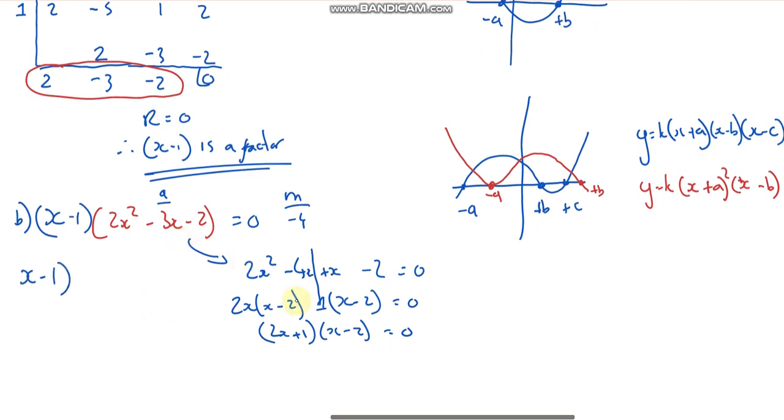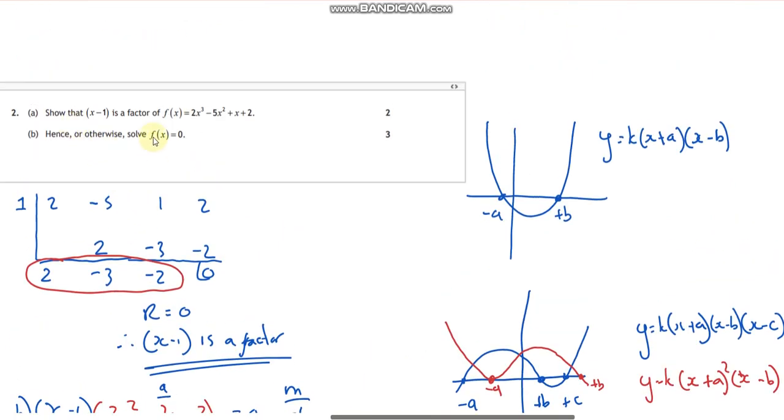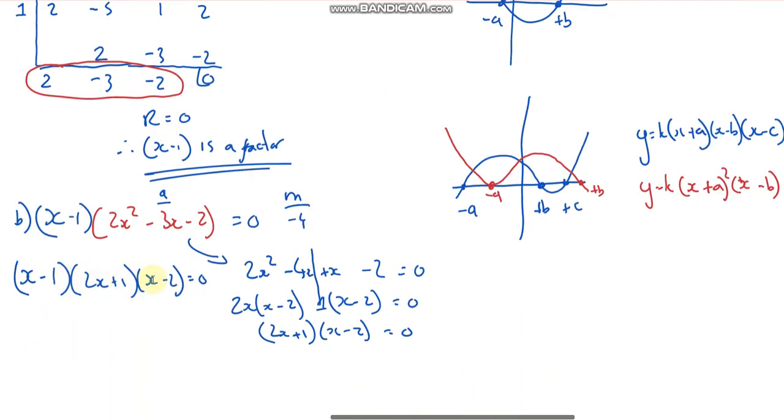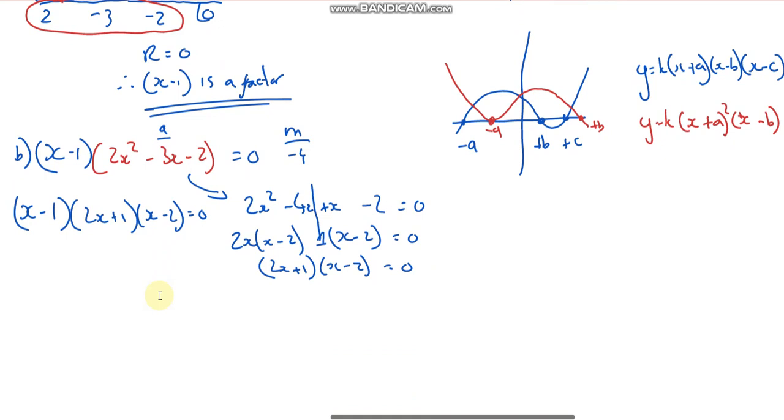So x take away 1 stays where it is, and I can rewrite that as 2x plus 1 and x take away 2. And notice that the question says, it doesn't say factorise fully, it says solve. So this is the factorise fully line, and you wouldn't have to go any further if that was the question, but it does say solve. And by solve, it means what are your roots? So x is going to be 1, x is going to be 2, and this is saying 2x plus 1 equals 0. So you're rearranging to make x a subject, so it's negative a half.